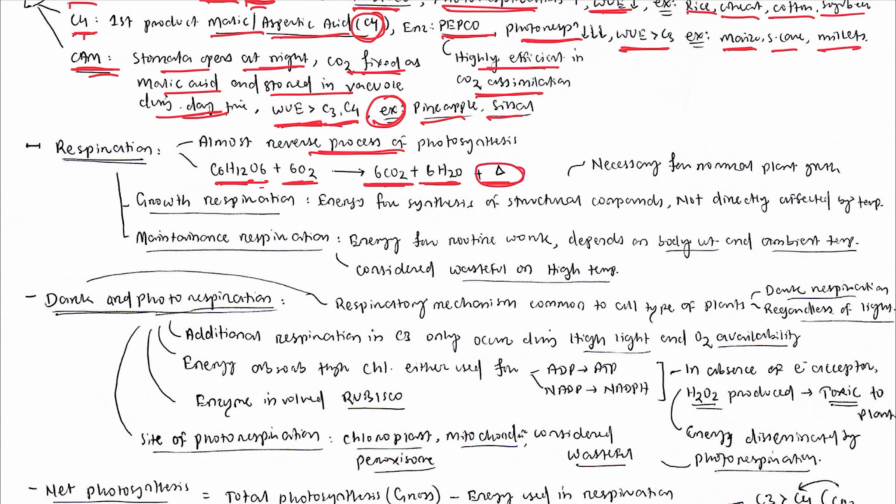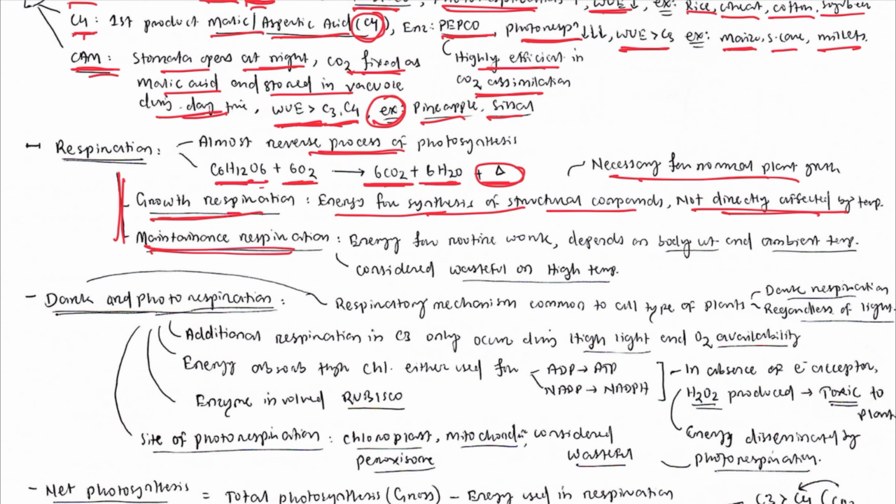There are two types of respiration actually happening in the plant system, or different living organisms. One is growth respiration: energy for synthesis of structural components, not directly affected by temperature, and these are necessary for different normal plant growth behavior. That is growth respiration. Another respiration is maintenance respiration.